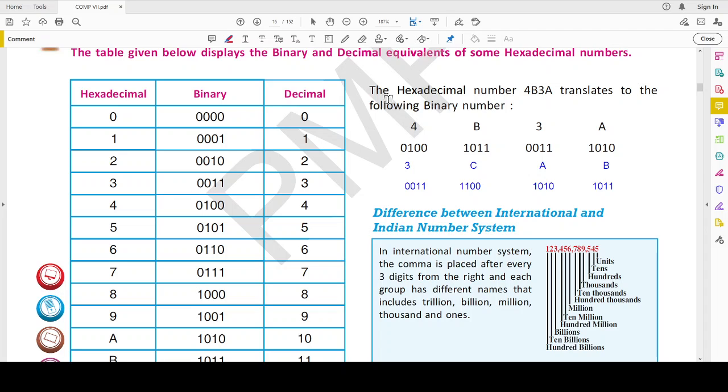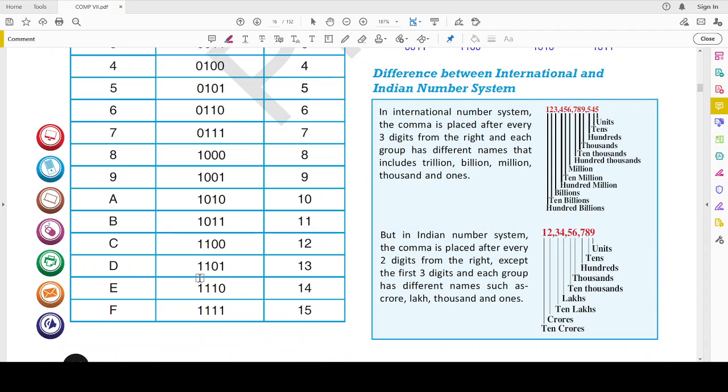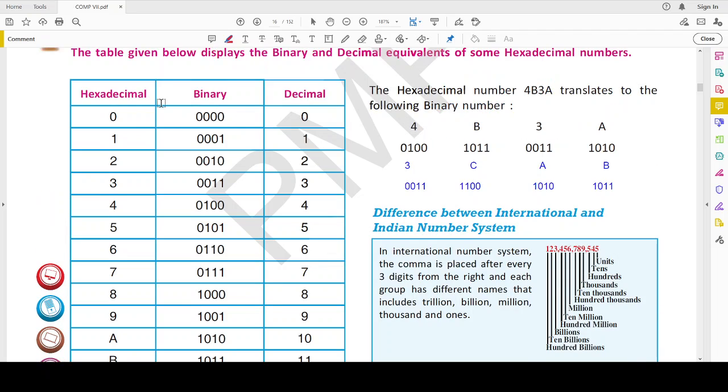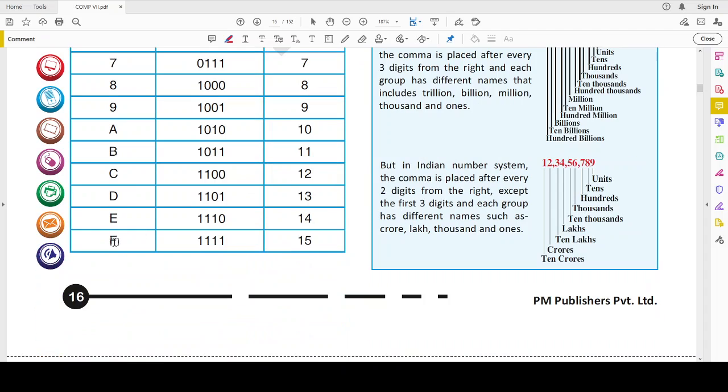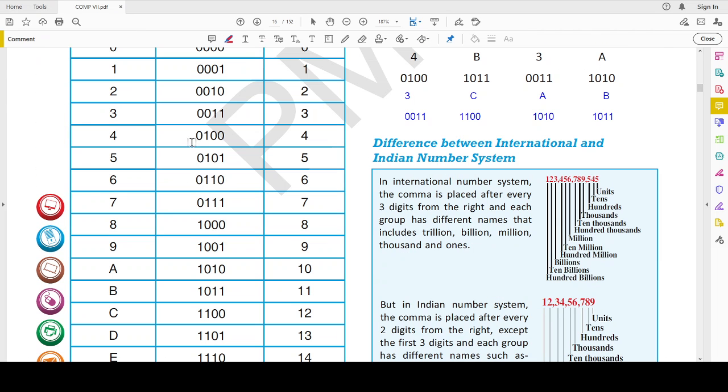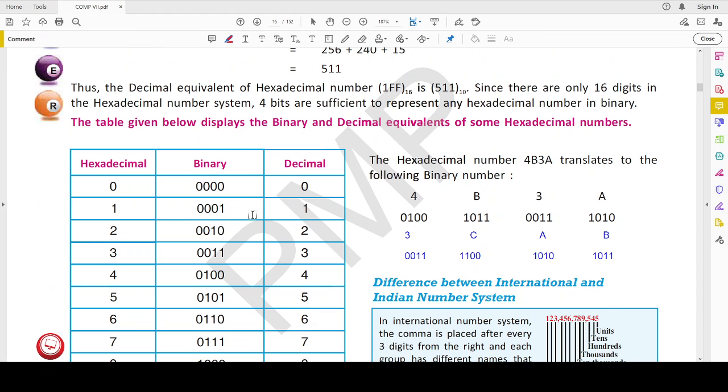The hexadecimal number, see from the table. You are supposed to memorize this table up to F, the binary representations of 0 to 15. You can see 0 to F, 0 to 9 and A to F. You have to memorize the corresponding binary representation. So the hexadecimal number 4B3A translates to the following binary number.